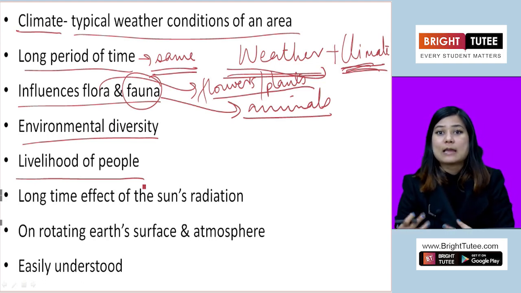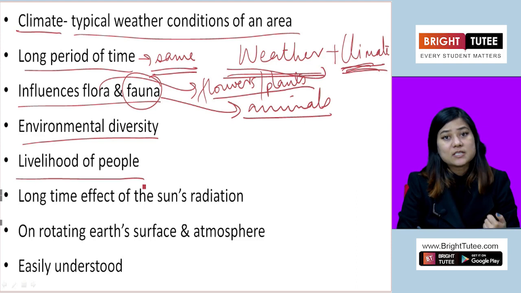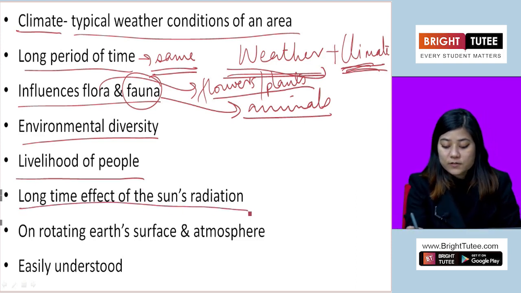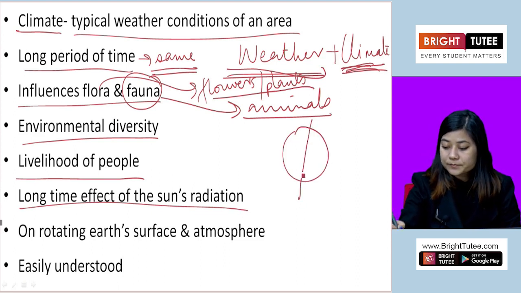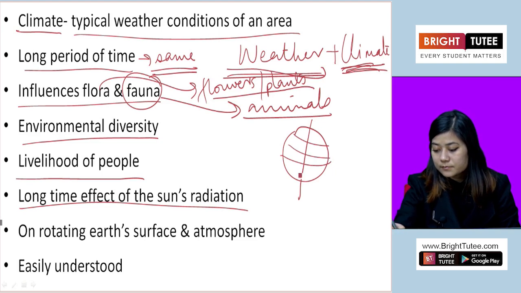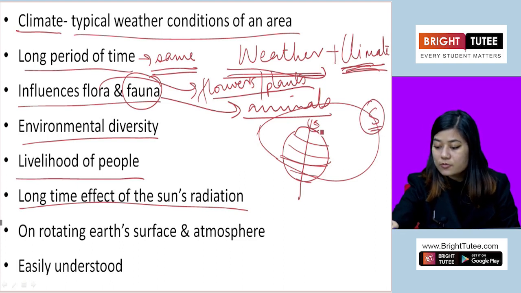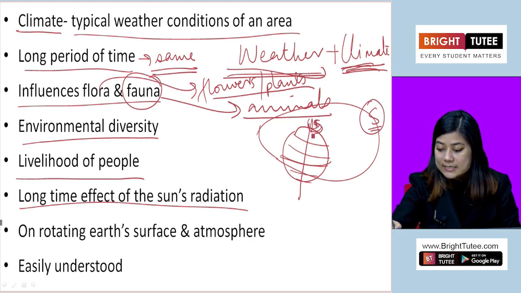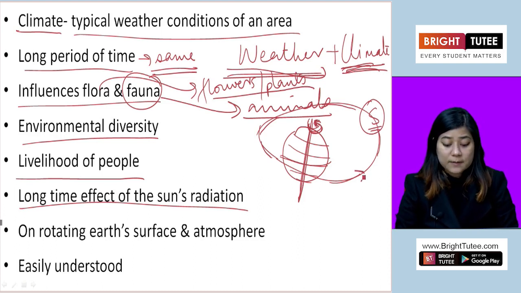But how is climate caused? Now climate is caused by the long-term effect of the sun's radiation. We know that the planet Earth revolves around the sun. This is the sun, okay, and Earth rotates on its axis. This is the axis where it rotates, and this is the path of its revolution, okay.